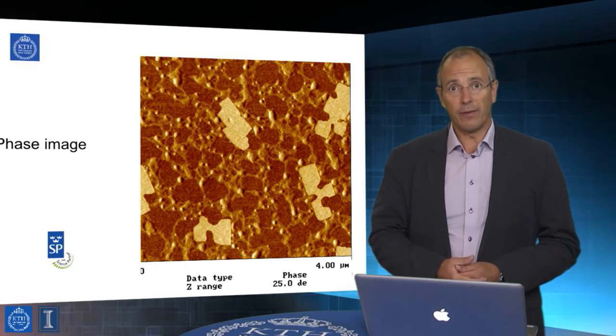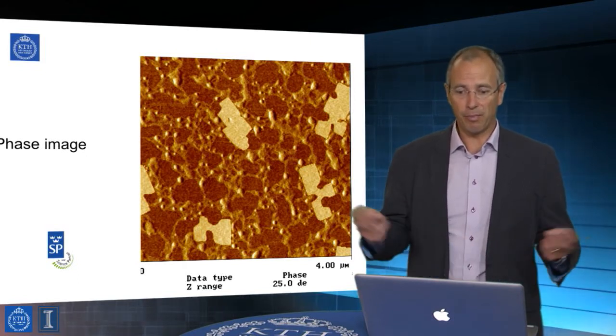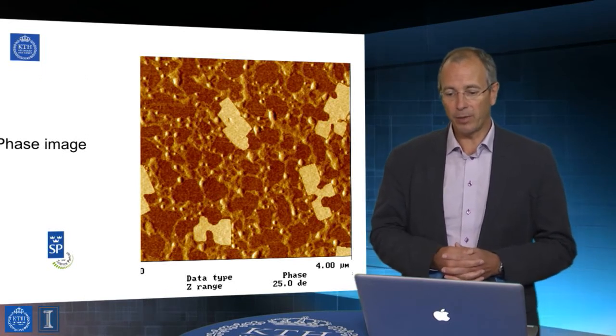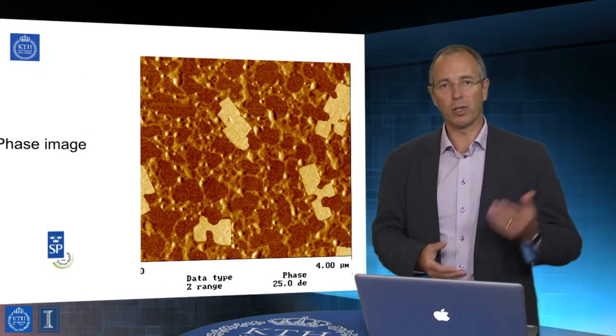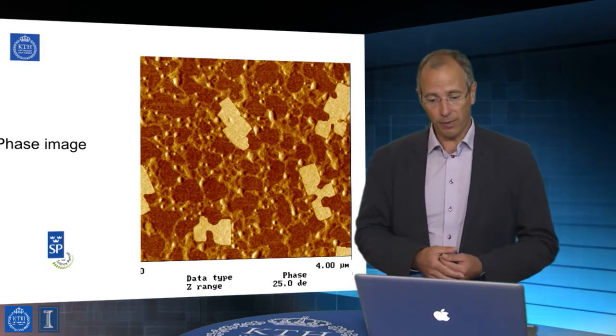If we look at the phase image, we can see how the two different polymers which are involved in this paint are distributed. We get these blocky domains which are hard and soft, and which correspond to the different materials.